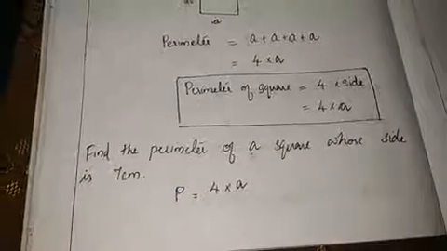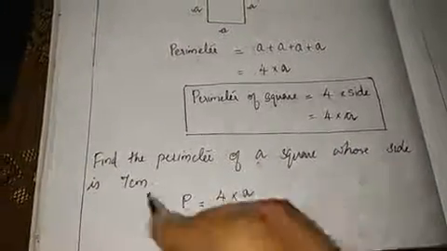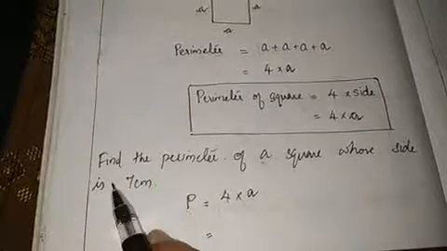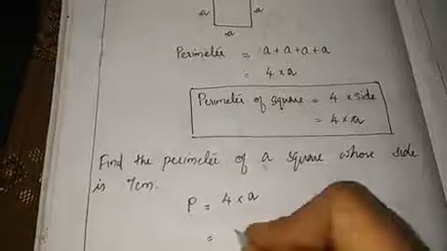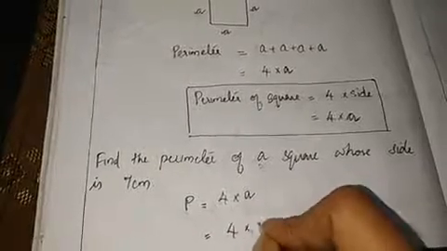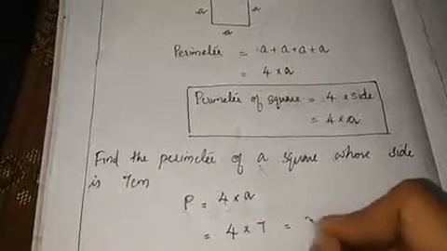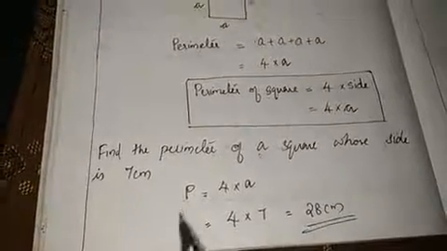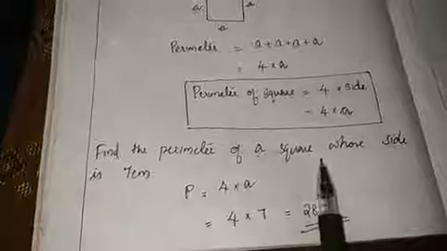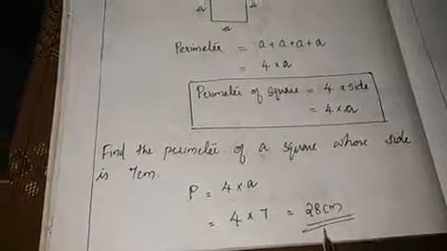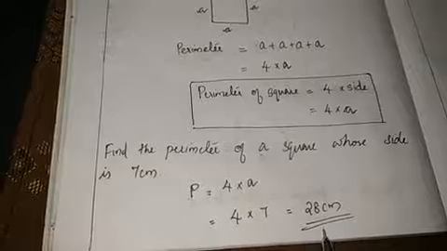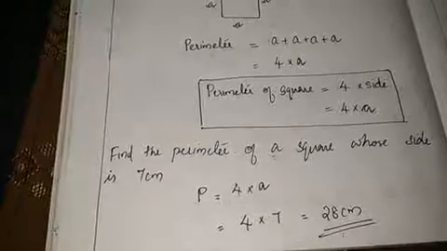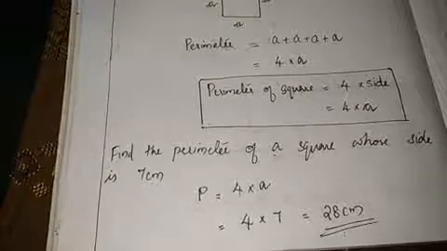4 into A. What is A? A is given in the question. 7 centimeter. Side is 7 centimeter. So 4 into 7, 28 centimeter. So the answer is perimeter of this square is 28 centimeter. Is it easy, no? Same equation we can use to find perimeter of any square.